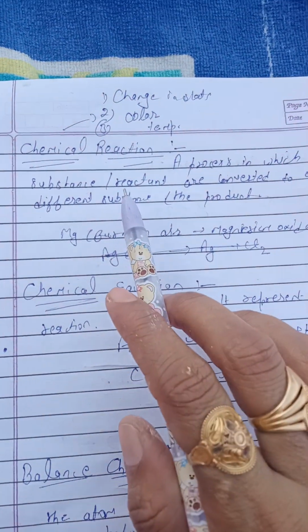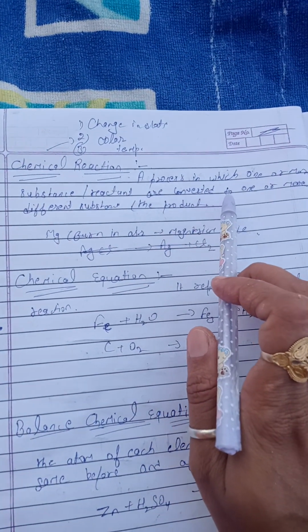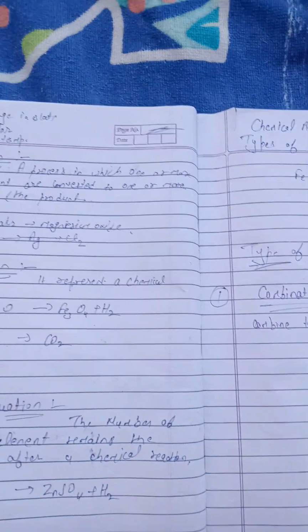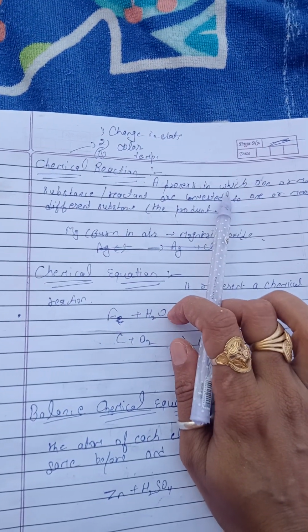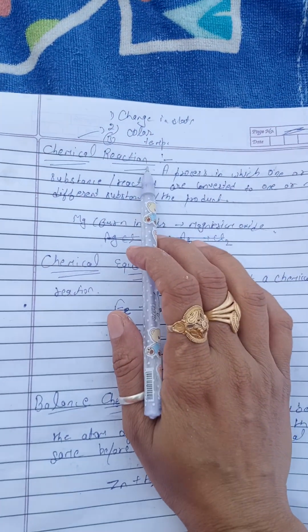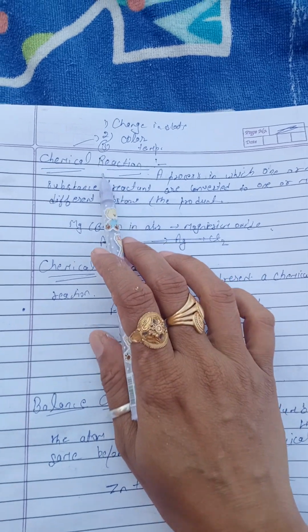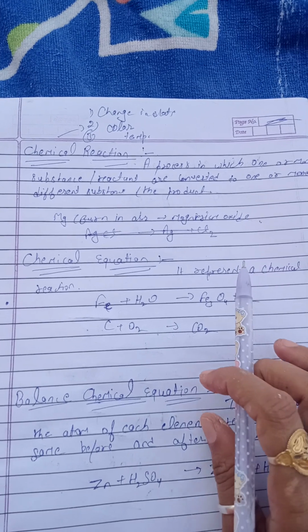Here a chemical reaction is a process in which one or more reactants are converted to one or more different substances. It means we can say that when two or more substances in the reactant are converted into the product, then this is called the chemical reaction. Here a chemical reaction can be defined by words, and in the chemical reaction we define it just like lines.